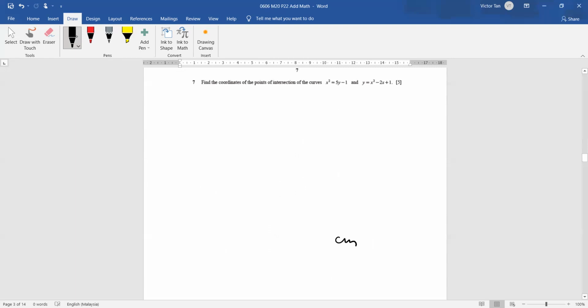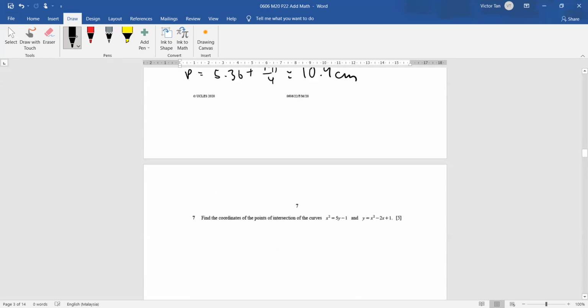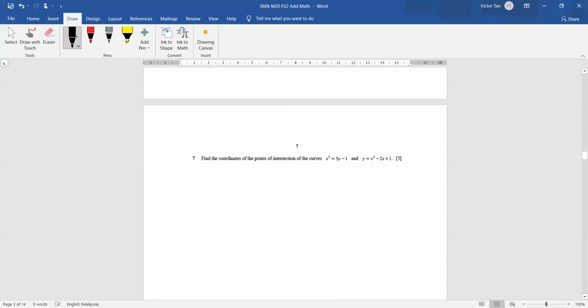Okay, let's go to the next question. Find the coordinates of the points of intersection of the curves x squared equals 5y minus 1, and y equals x squared minus 2x plus 1. Substituting y, you get x squared equals 5(x squared minus 2x plus 1) minus 1, so x squared equals 5x squared minus 10x plus 5 minus 1.